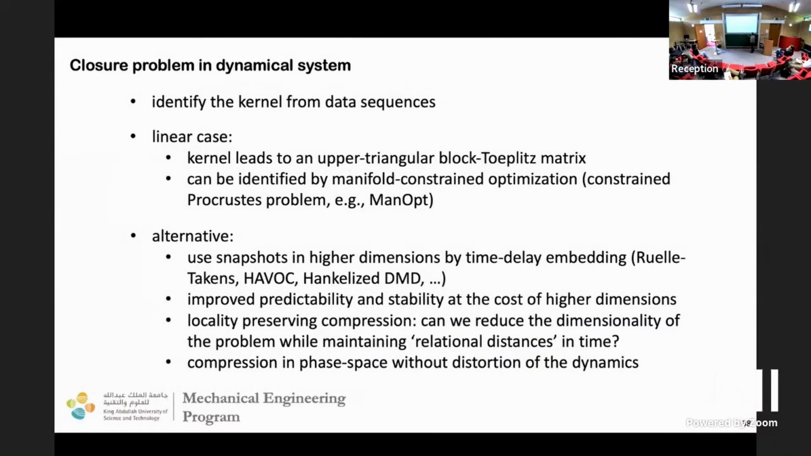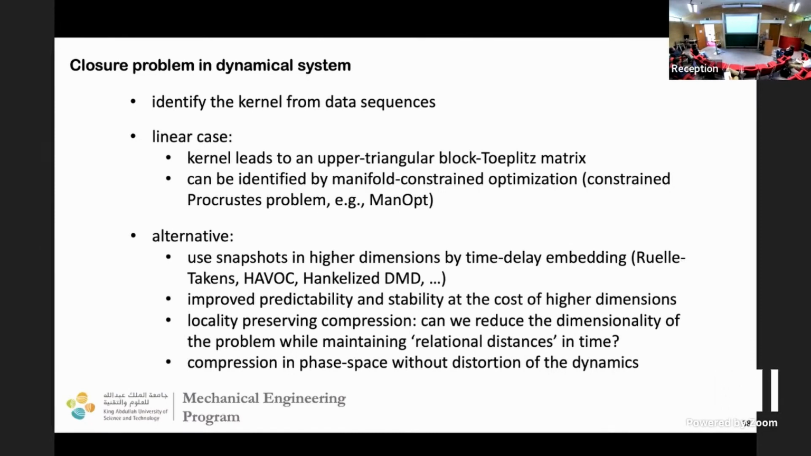Can we identify the kernel from data sequences? If you do the linear case, then if you write down the equations for the kernel, this one leads to an upper triangular block Toeplitz matrix. It's a mouthful. The Toeplitz comes from being the same kernel over every time step.